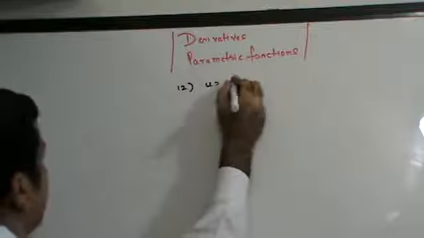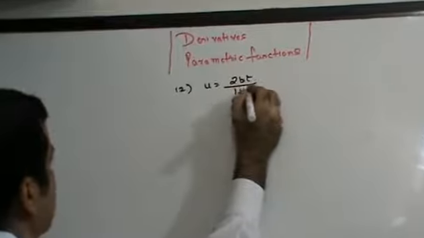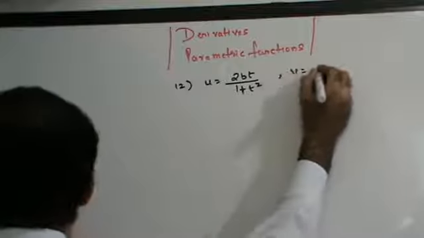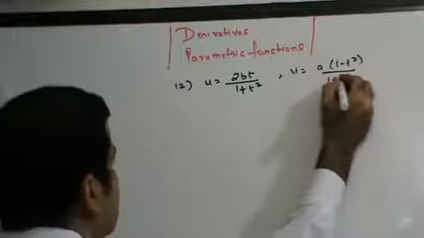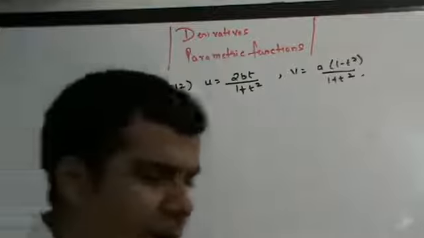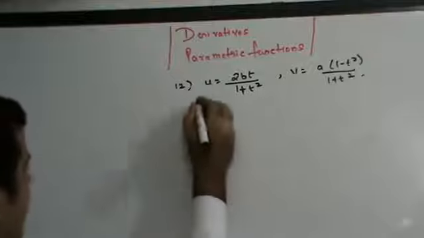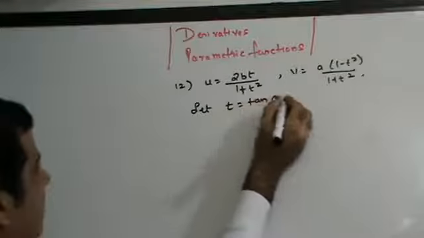u is equal to 2bt upon 1 plus t square, and v is equal to a times 1 minus t square upon 1 plus t square. You have to find out du by dv. Same logic that we used in the last term. Let t be equal to tan theta.